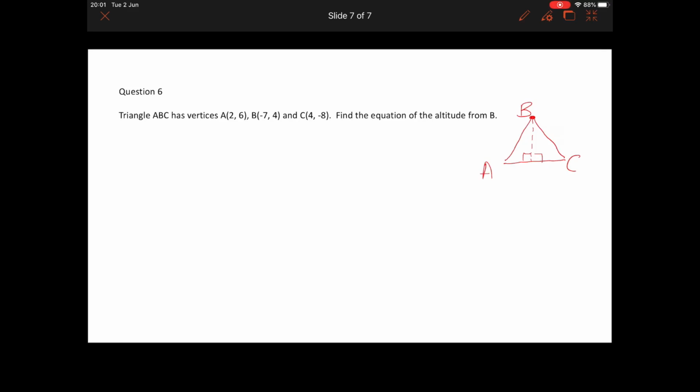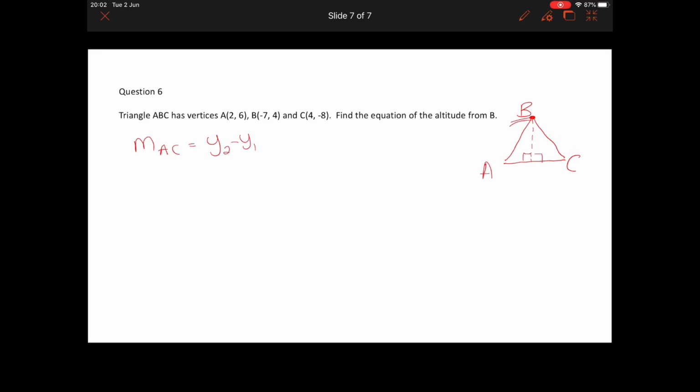So remember, when you're finding an equation, you need a point on the line. In this case, it's going to be the point B, and we need the gradient. So to find the gradient of that dotted line, again, we're going to start off by finding the gradient of AC and then use the fact that they're perpendicular to each other.